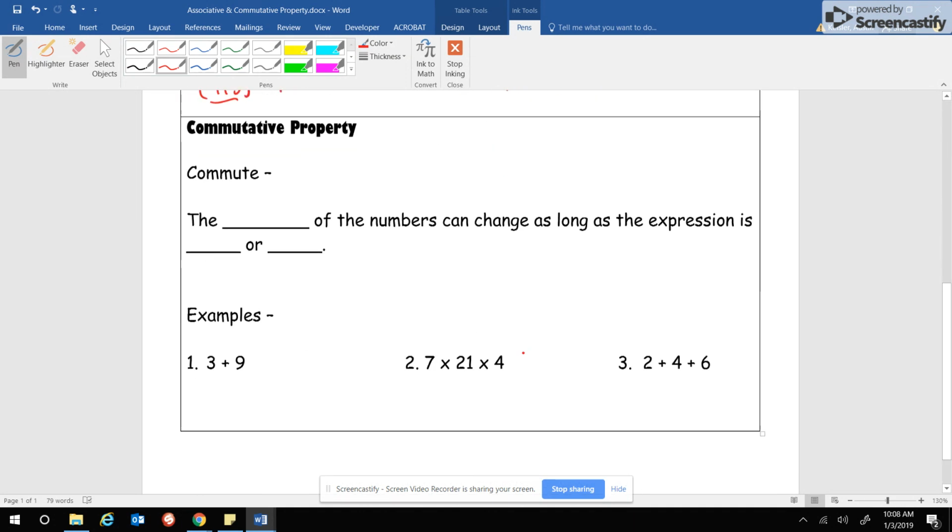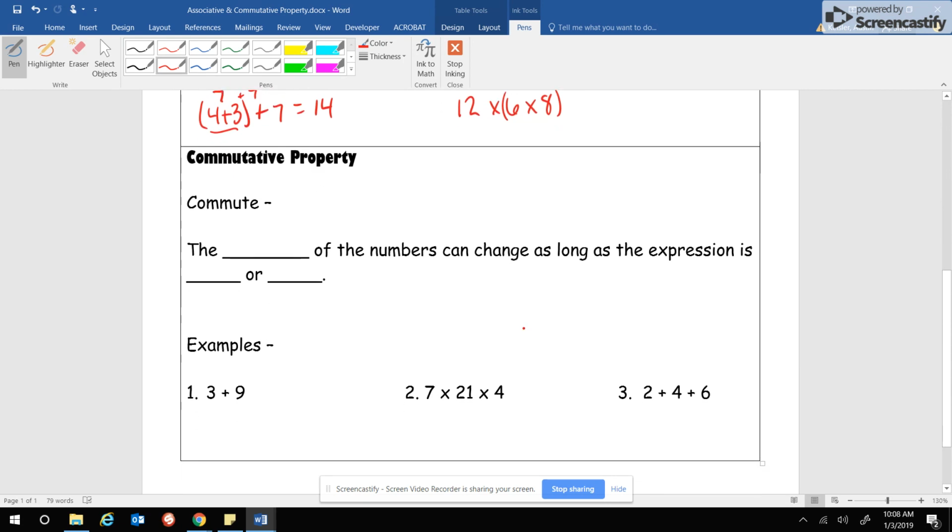All right, commutative property. Commute is another important word. It sounds like commutative. Basically, commuting is to move, to drive. When I went to college, I lived at home and I commuted to school is what they call it. So basically, I lived at home and I drove to school every day. So commute means to move.